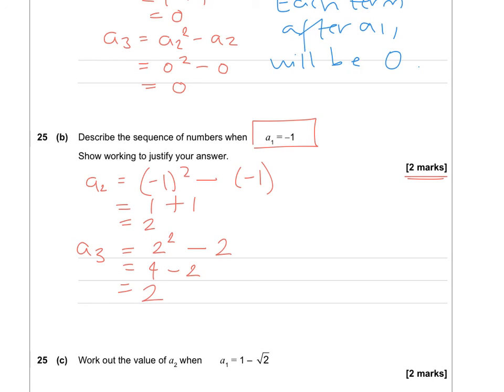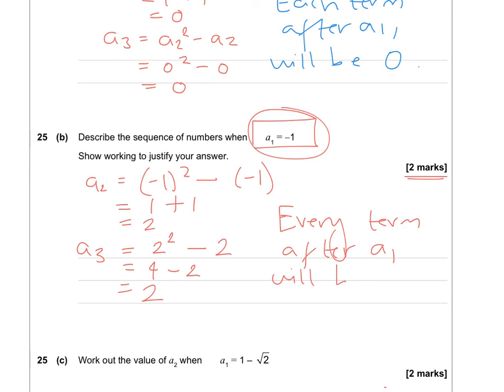Now, as we've gone back to the same value, 2, as soon as we substitute this in, a4 will be 2, a5 will be 2, etc., etc. So the pattern here is that every term after a1, which is of course -1, will be 2.